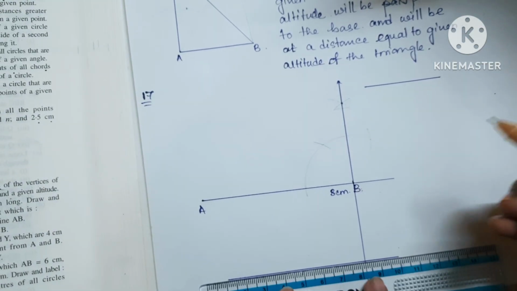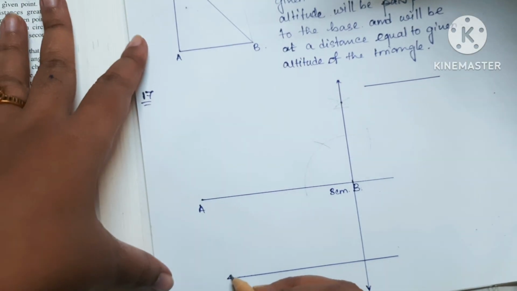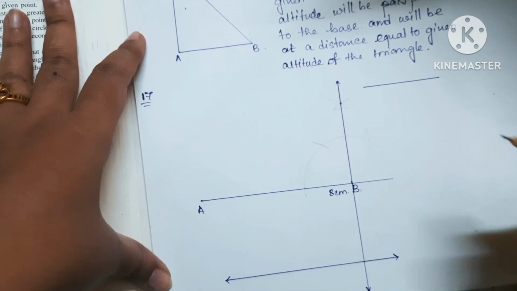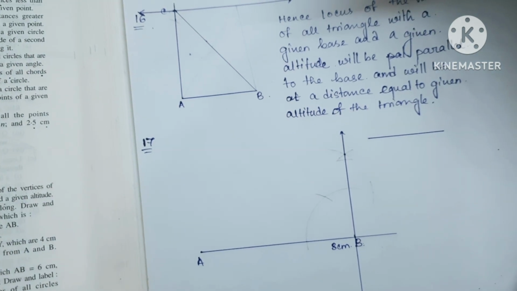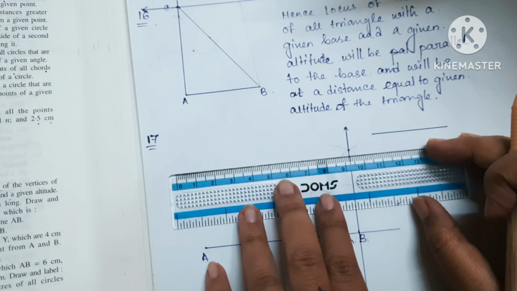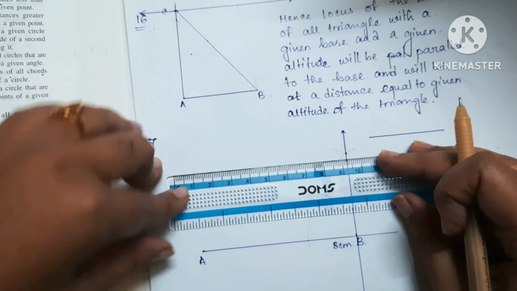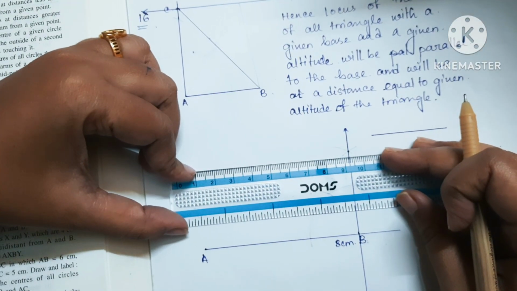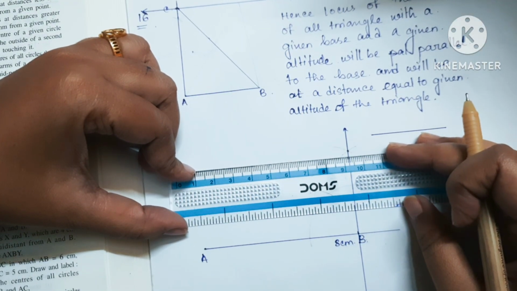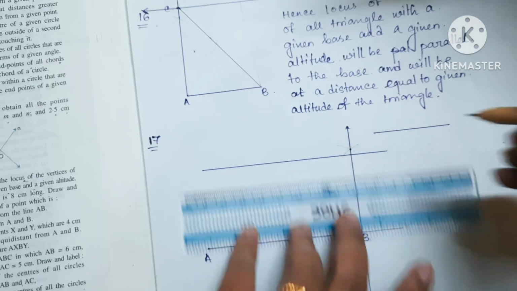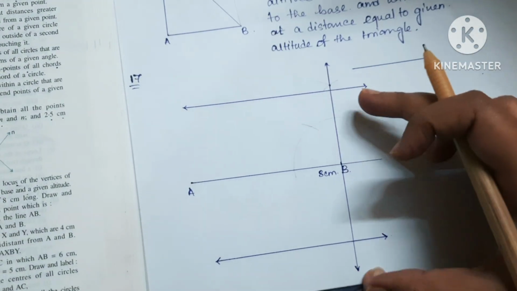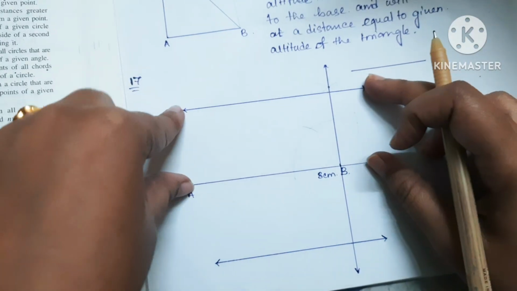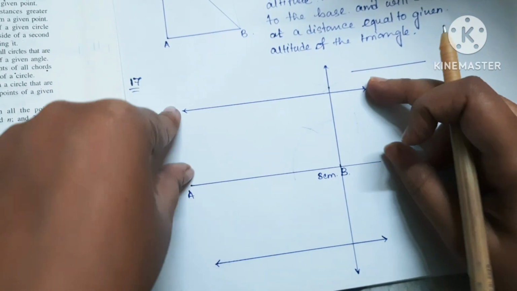See, I'm drawing everything by pen, but you are not supposed to do it. I'm doing it because you won't be able to understand if I draw it by pencil, because the mark of the pencil will be very light.